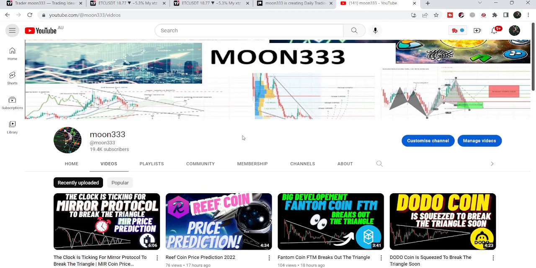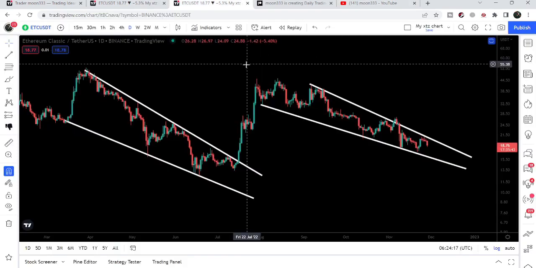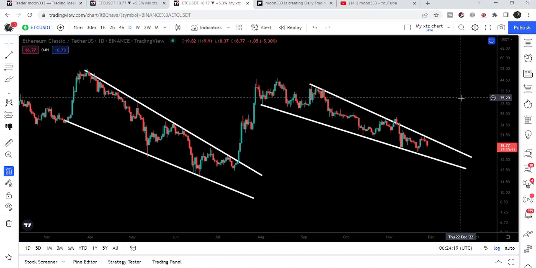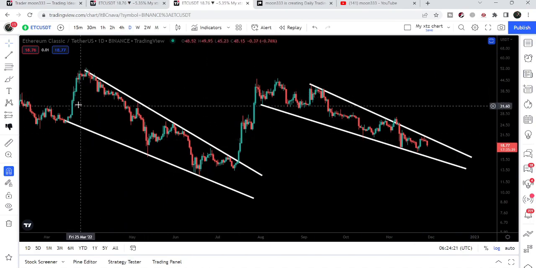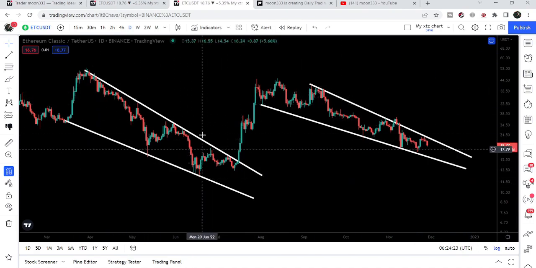In today's video, I would like to show you a repetitive move that Ethereum Classic has formed. That is another falling wedge pattern after breaking out of the previous falling wedge pattern on the daily time frame chart.